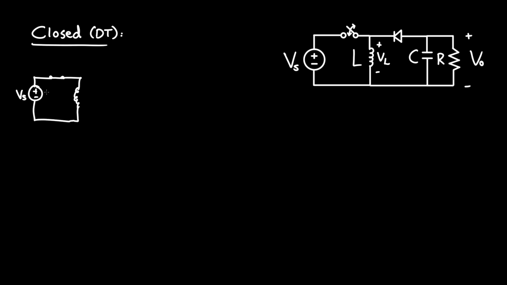So when the switch is closed, we get the following circuit. Since we assume the source voltage is going to be higher than the output voltage, we can consider the diode to be open. And we can draw the capacitor and resistor just the same. And as these are both in parallel, RC, we can also treat this as Vout as well.